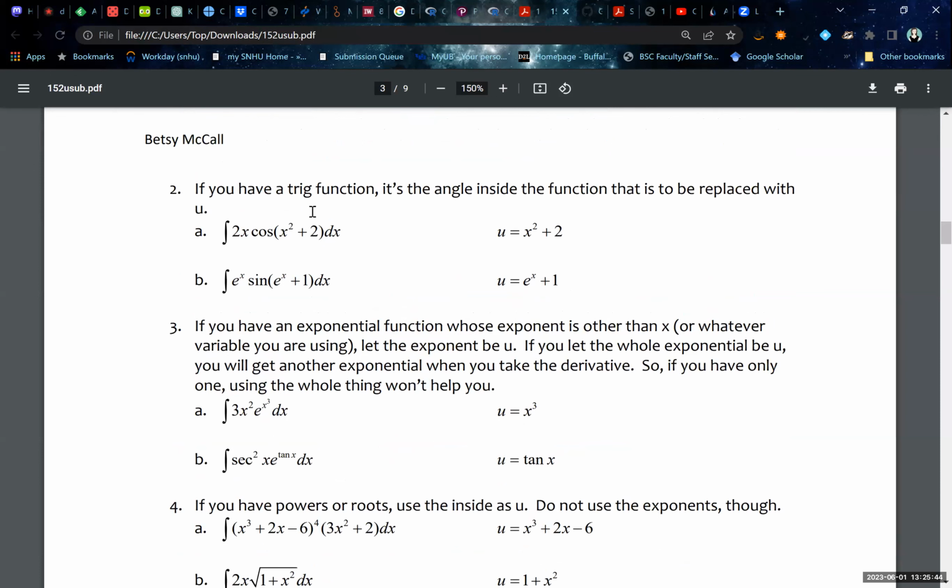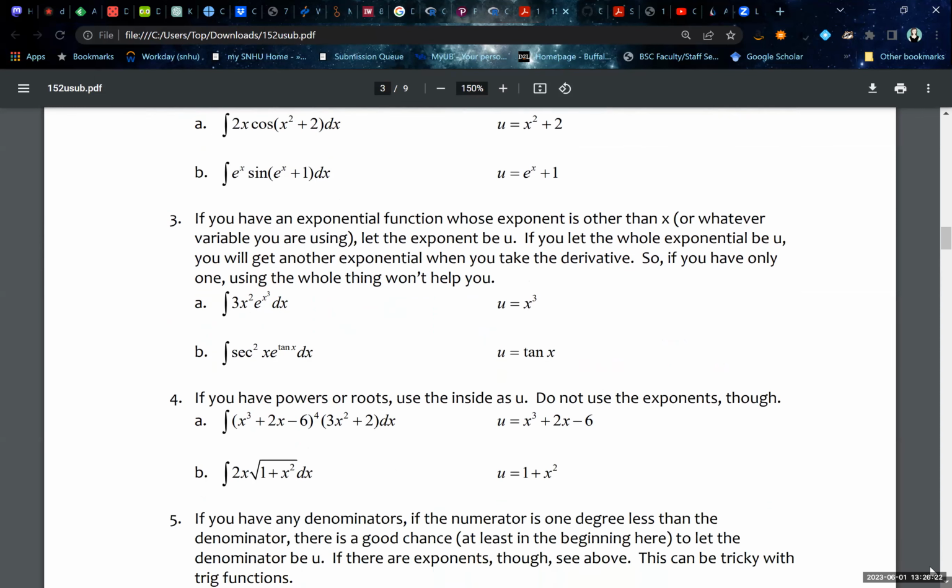Now, typically, if you have trig functions involved in the problem, you want to think about the angle inside the trig function as being your possible substitution. Cosine of x squared plus 2 times 2x. Again, the cosine of something is the more complicated function, so it's that inside piece that will get substituted. Same thing for sine of e to the x plus 1. The derivative of e to the x is e to the x. This is inside the trig function, so it's that inside part that gets substituted.